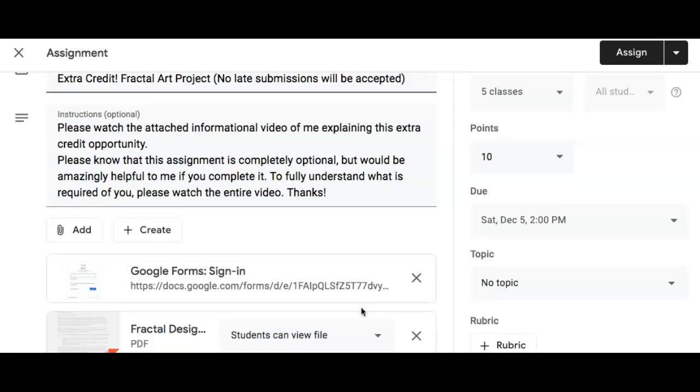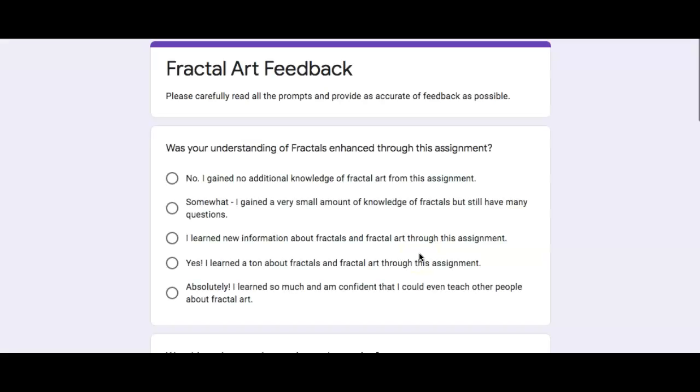And when you finish the assignment, you will be submitting two things. You'll be submitting a fractal design. That's your own fractal design. And you'll also complete the Google form that is attached. Now, the feedback for this form is really important.